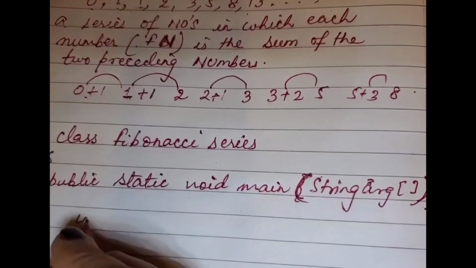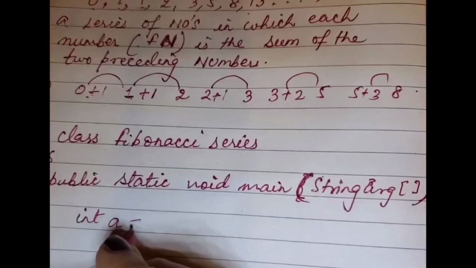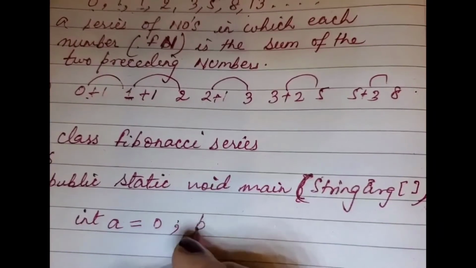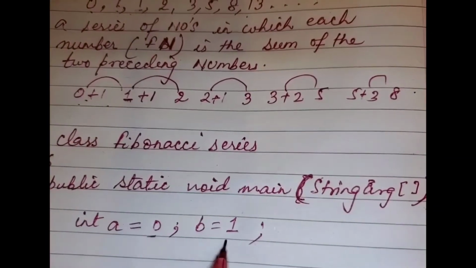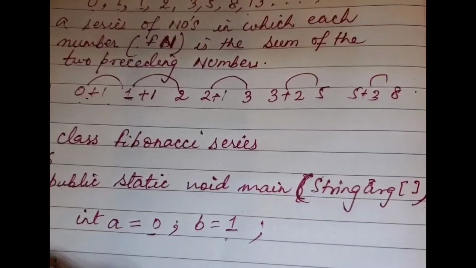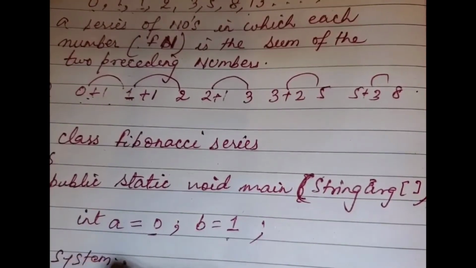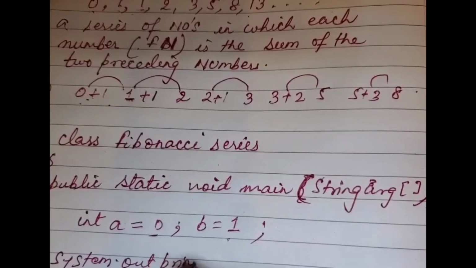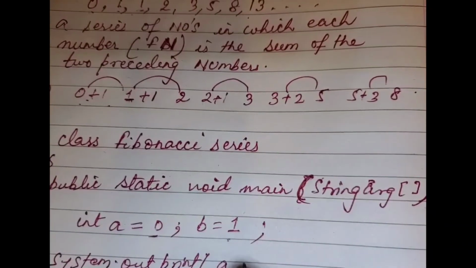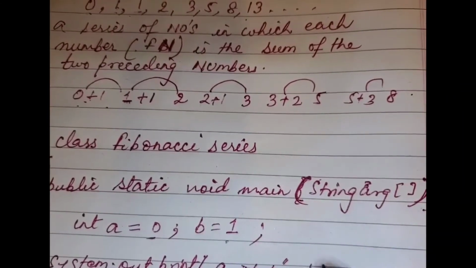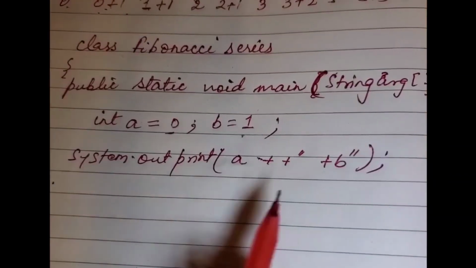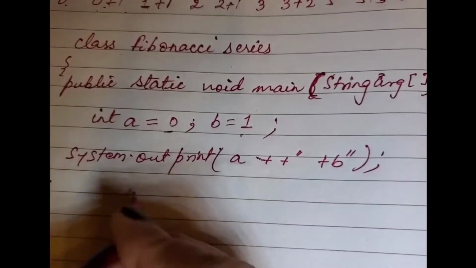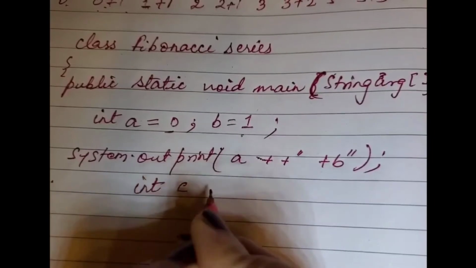The body will have int. First, I'll take the first number, which is 0, and then I will take the number 1. First two digits I have taken, 0 and 1, as a and b. And then I will write System.out.print(a + " " + b) like this. This will give you the value of a and b, and here we will introduce another integer, that is c.